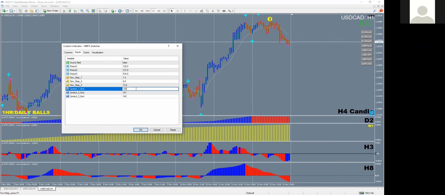But actually, you want them to be an arrow. Press the arrow. Give me a second. Indicator list. I'm looking at mine. 234. Yeah, make them all three 234. And that just changes to an arrow rather than a ball. Got it. Okay.